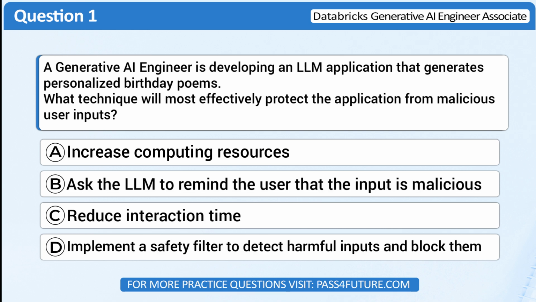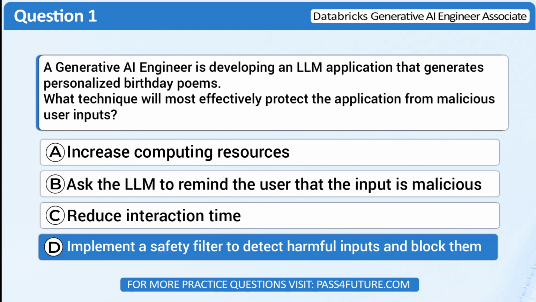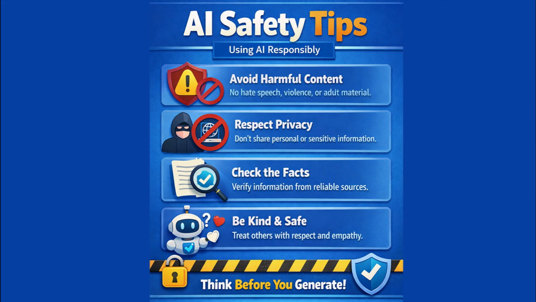A generative AI engineer is developing an LLM application that generates personalized birthday poems. What technique will most effectively protect the application from malicious user inputs? Correct answer: D. Implement a safety filter to detect harmful inputs and block them. This type of question tests your understanding of guardrails and safety design in AI apps.